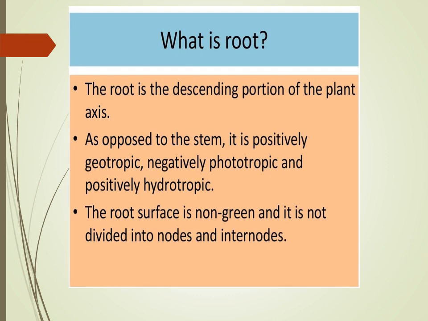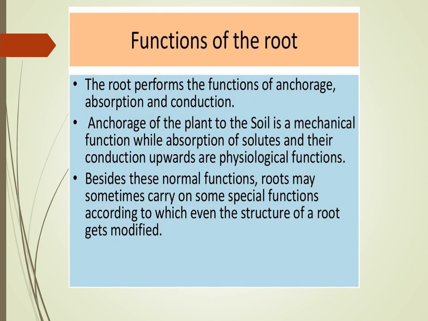So, what is a root? The root is the descending portion of the plant axis. As opposed to the stem, it is positively geotropic, negatively phototropic, and positively hydrotropic. The root surface is non-green and it is not divided into nodes and internodes. The root performs the functions of anchorage, absorption, and conduction. These are the three main functions of the root.